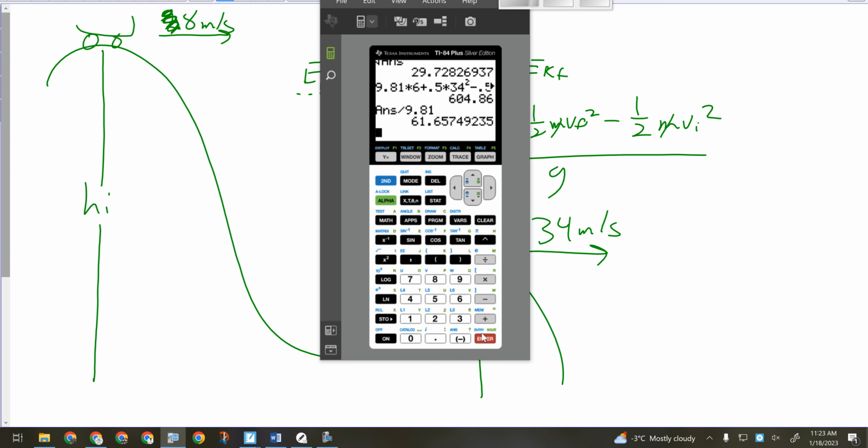Is there going to be any banked curve questions? Possibly. Yeah, I mean, that was one of the two types of curves we went over. So, could be a question we can go over tomorrow.